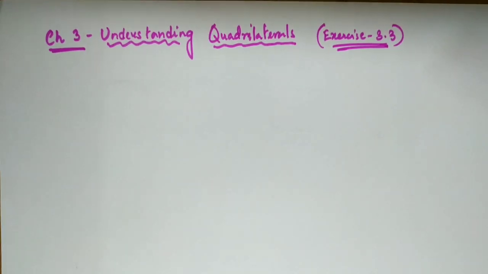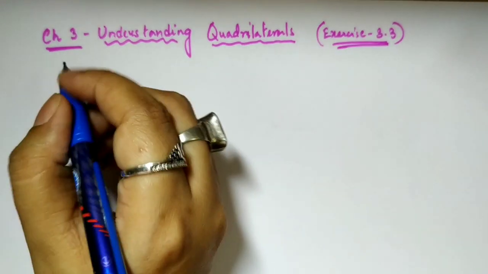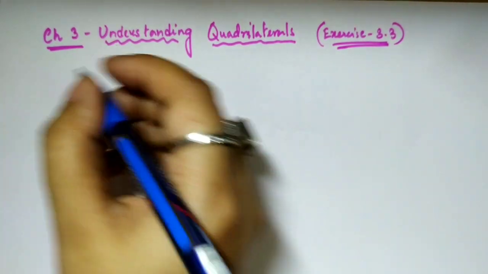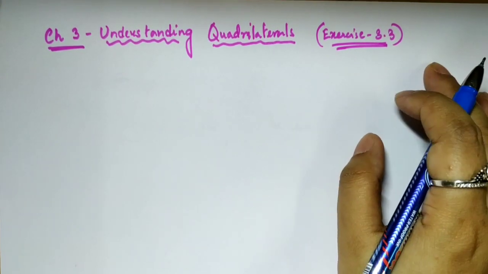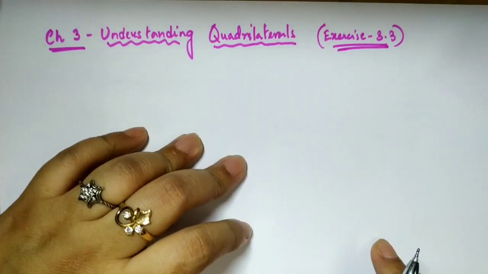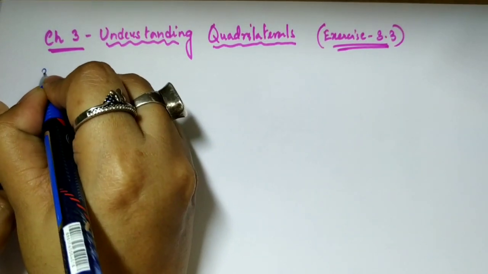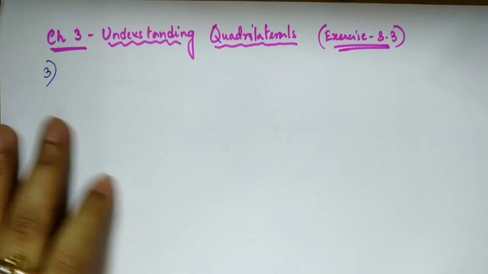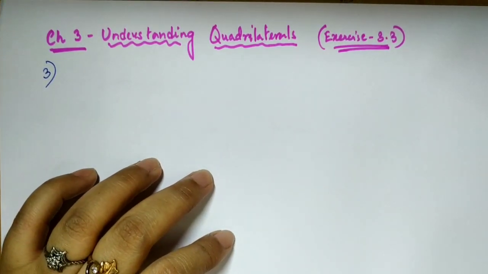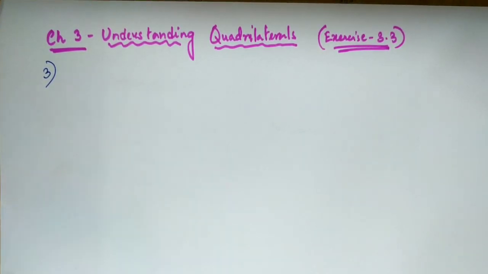Hello students. Today we will be starting with the remaining few questions of exercise 3.3 of the chapter Understanding Quadrilaterals. Today we will start with question number 3. In the last video I have explained till question number 2. So here we'll see question number 3.